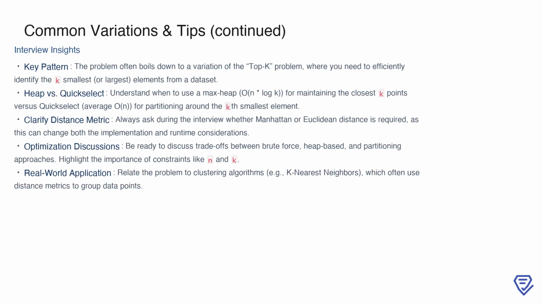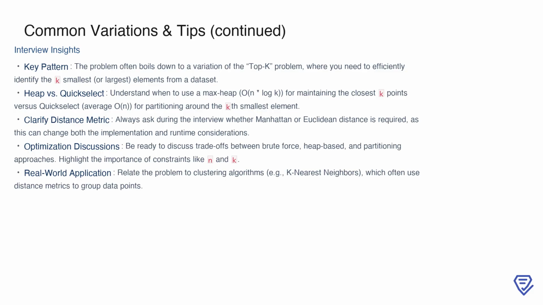From an interview perspective, this problem often boils down to a variation of the top k problem, where the goal is to efficiently identify the k smallest or largest elements in a dataset. To approach this, you should understand when to use a max heap versus quick select. A max heap has a time complexity of O(n log k), making it great for dynamically maintaining the k closest points. Quick select, on the other hand, has an average time complexity of O(n), and is useful for directly partitioning data around the kth smallest element.